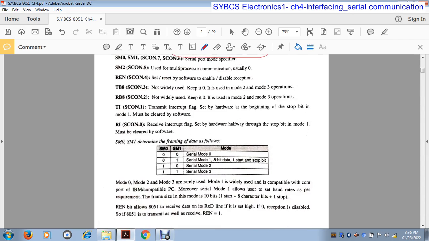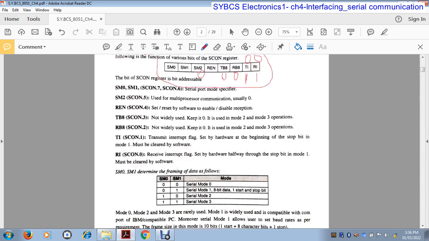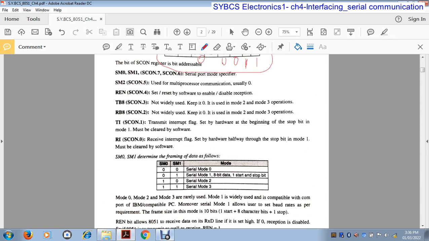Okay, so here SM0 and SM1 is a mode specifier. There are four modes. If SM0 SM1 is 0 0, then it is serial mode 0; 0 1, then serial mode 1; 1 0, then serial mode 2; and 1 1, then serial mode 3.